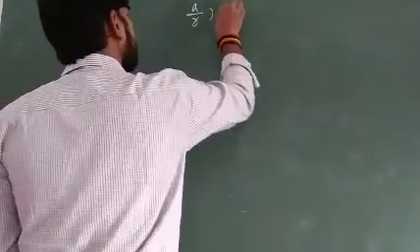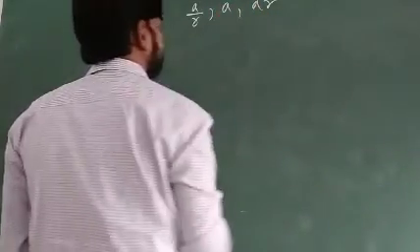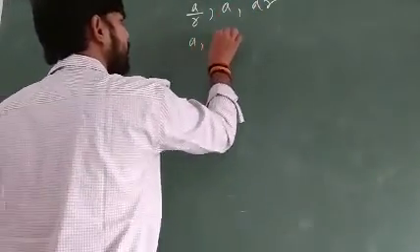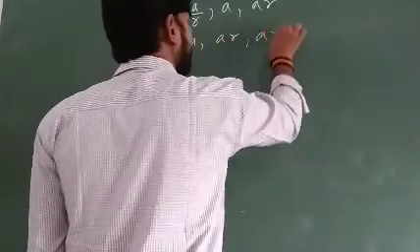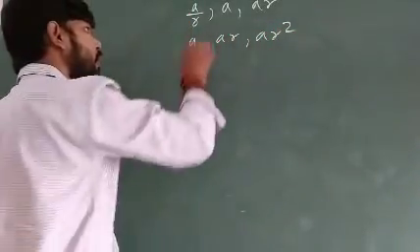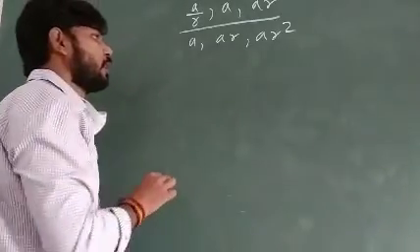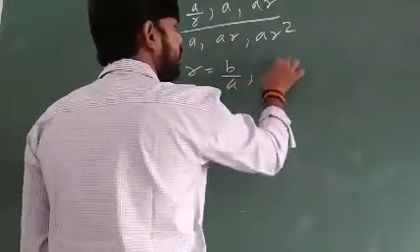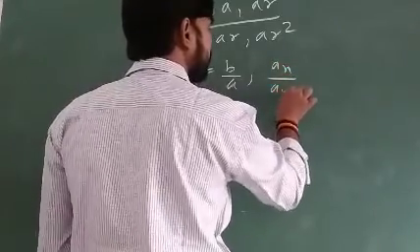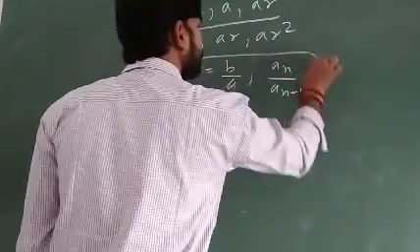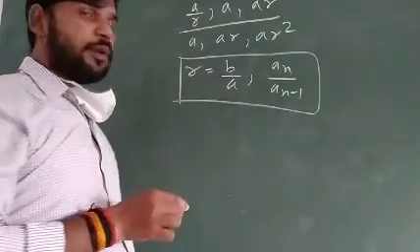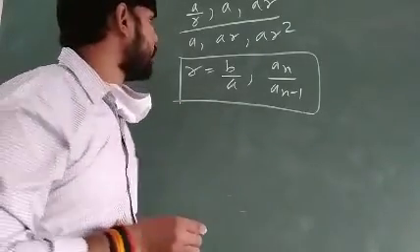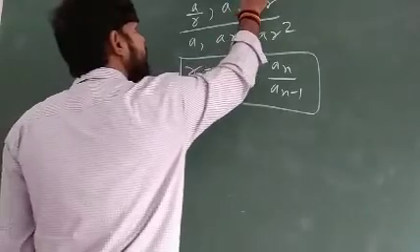Suppose in GP you have to assume 3 numbers, and what will you assume? You will assume a by r, a and ar, or you can have a, ar or ar square. Like this also you can have. In all the cases you have the r as b by a or an upon an minus 1. The concept of the ratio being the same between each consecutive terms, that is the concept of being called GP, so that will remain.